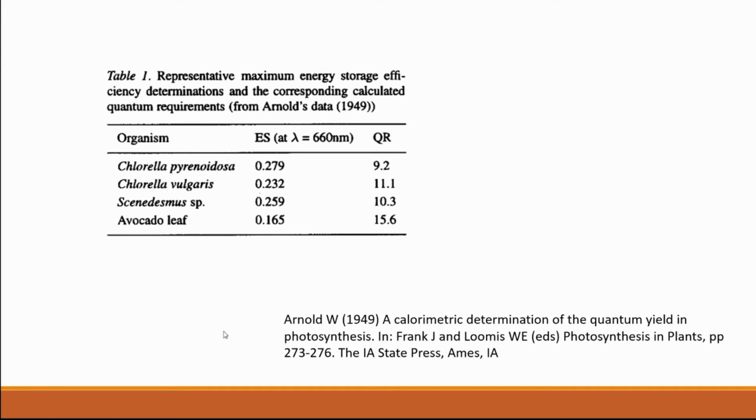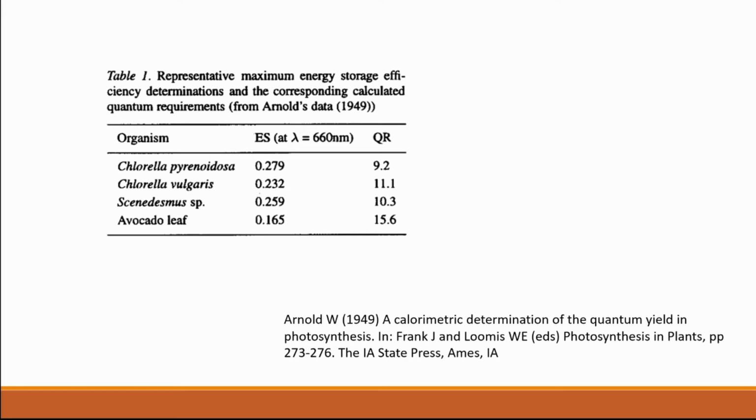By he I'm referring to Arnold. I forgot what the W stands for. But this experiment was done in 1949. And he got values of 9, 11, 10, and 15 for all these different species of plants. I think chlorella is an algae. It's used a lot in photosynthesis research as a sample species, sample organism.